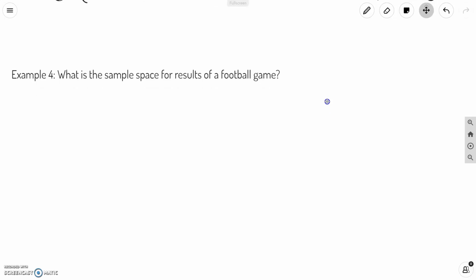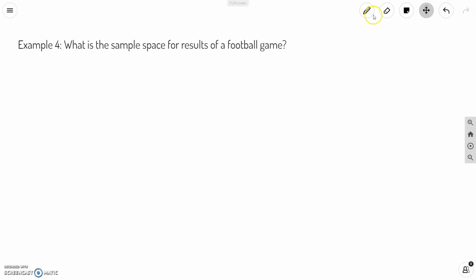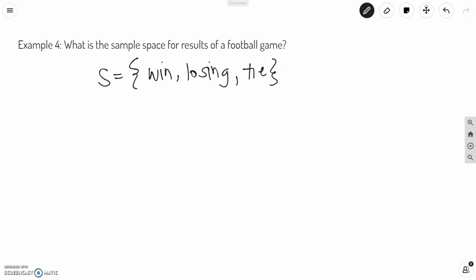Now, last example, what is the sample space for results of a football game? If you were attending a football game, one of the possible results could be that your team won. So here, one of the possible outcomes is winning the game. Another possible outcome is losing the game. And then finally, there could be a draw. There could be a tie in the outcome of the game.